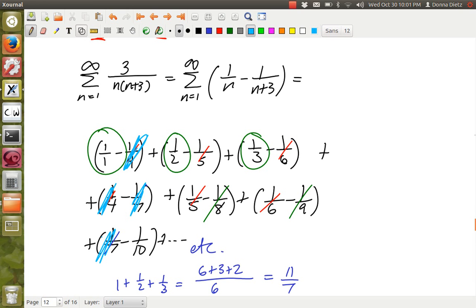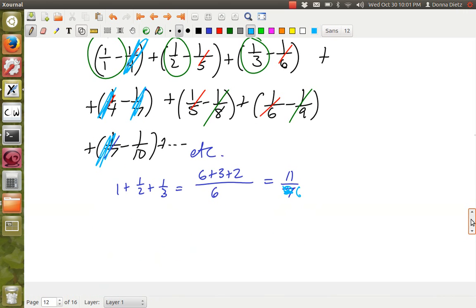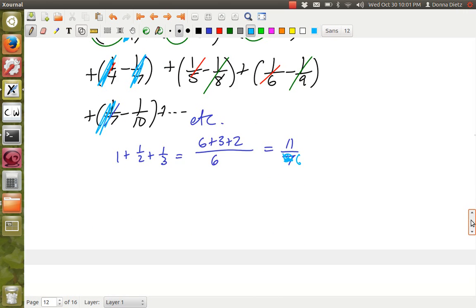So when you line them up this way, it makes it obvious what's happening, and then you just say 1 plus 1/2 plus 1/3 sums up to 11 over 6. Okay. Which is not over 7, it's 11/6.